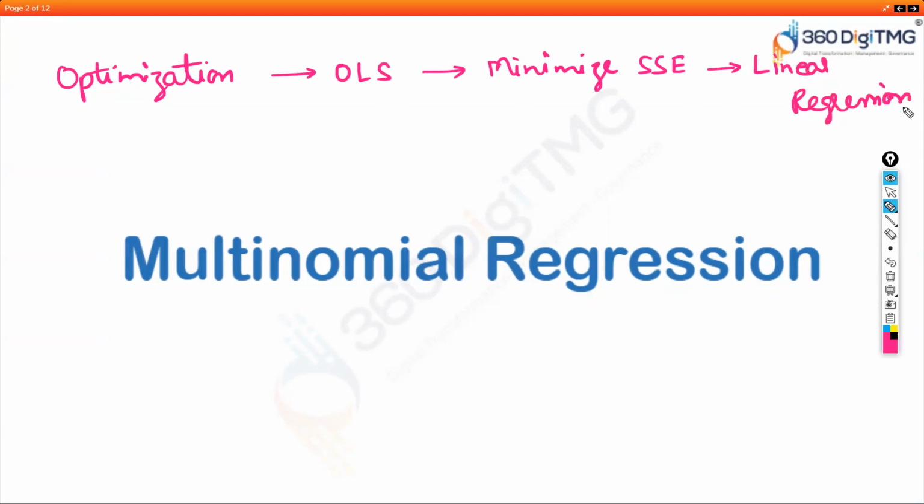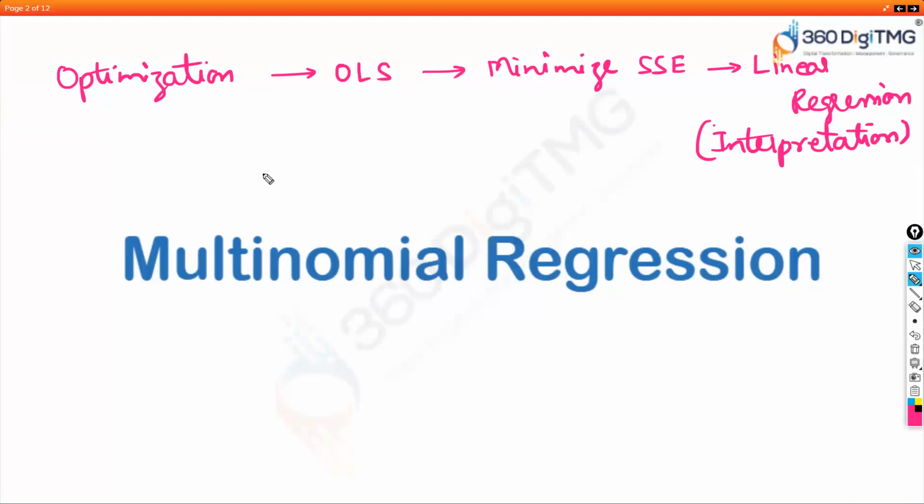Once we had linear regression, we also tried to understand the interpretation pertaining to linear regression, because that is the beauty of regression algorithms.